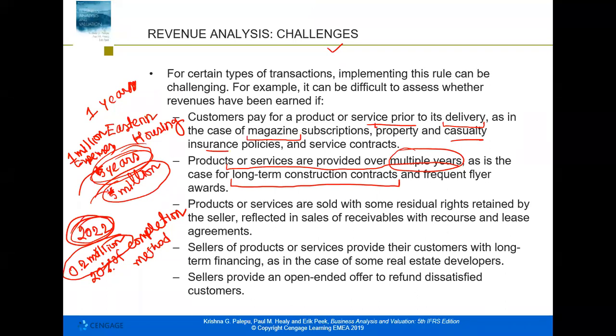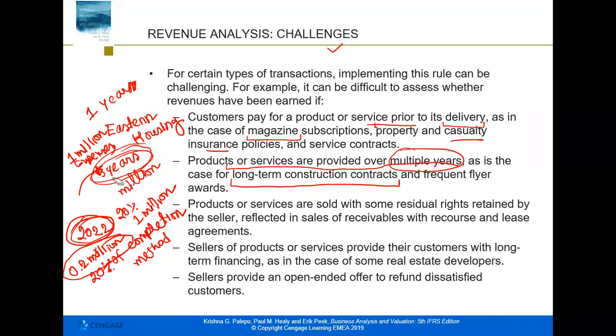So the way of recognizing revenue is that out of the 5 million revenue which you have received in 2022, you cannot recognize the total 5 million. Out of the 5 million, take the 20%, which is 1 million. So you show the 1 million in the 2022 income statement as revenue, and show the 80% of the 5 million as deferred revenue. Okay.